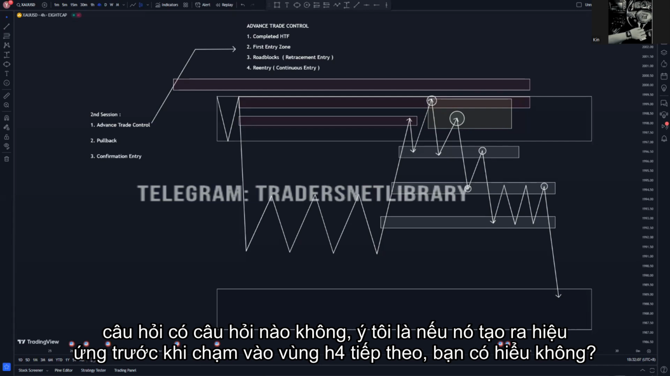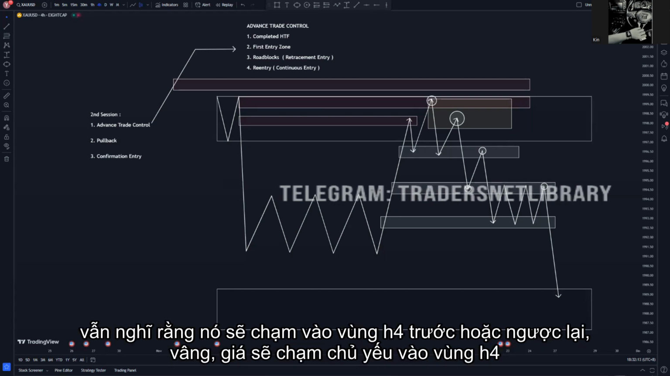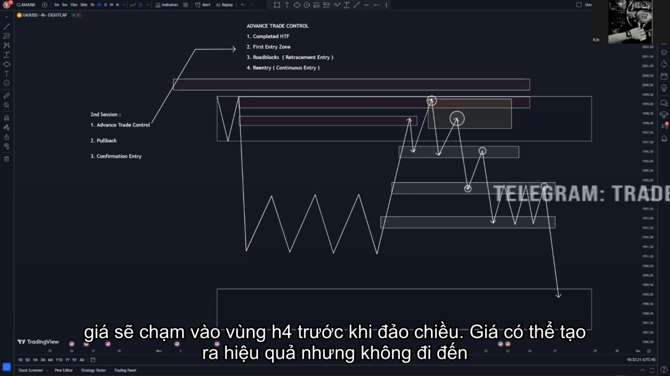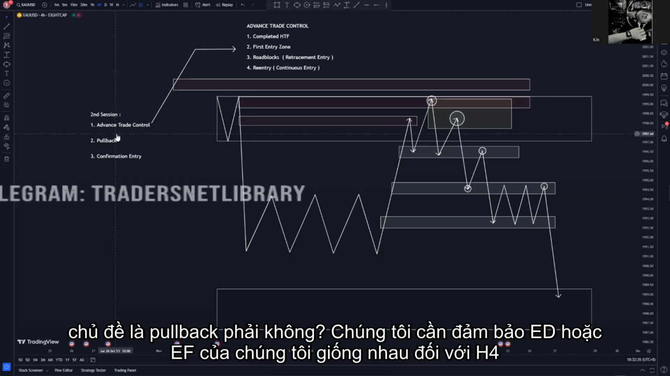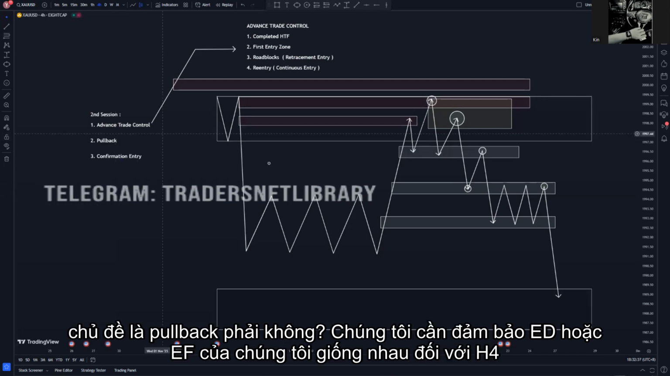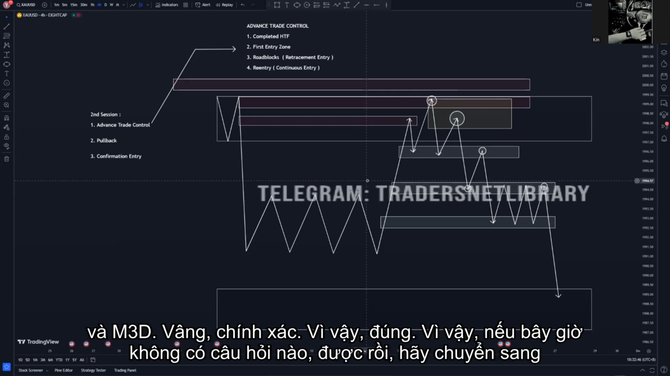If it creates an EF before it touches the next H4 zone, do you still think it will touch the H4 zone first or reverse? Yes, mostly the price is going to touch the H4 zones first before reversing. Can price create an EF but not go to the H4 zone? Yes, of course it can. Maybe if there is no confirmation entry, or maybe about the next topic, which is pullback. We need to make sure our EG or EF are the same for H4 and M30. Yes, exactly.